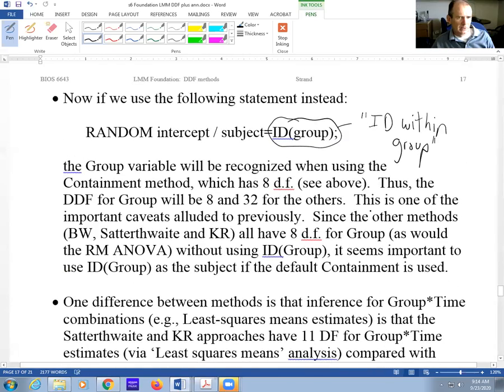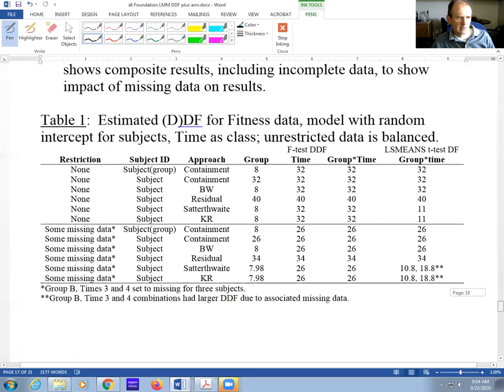So that's something I learned fairly recently. You see the difference. If you have subject within group, the test for group has 8 degrees of freedom. If you don't, even if you have unique IDs, you're going to have 32 degrees of freedom. So it's going to be a more liberal test, more likely to reject the null.